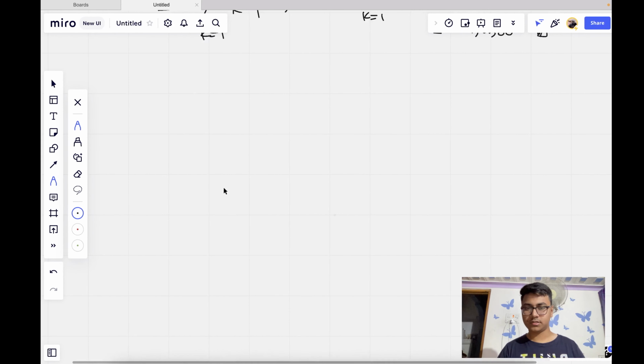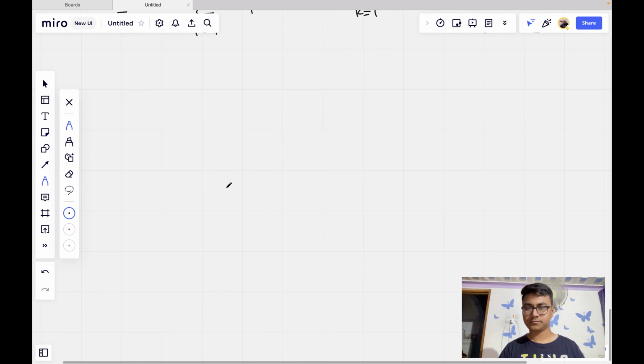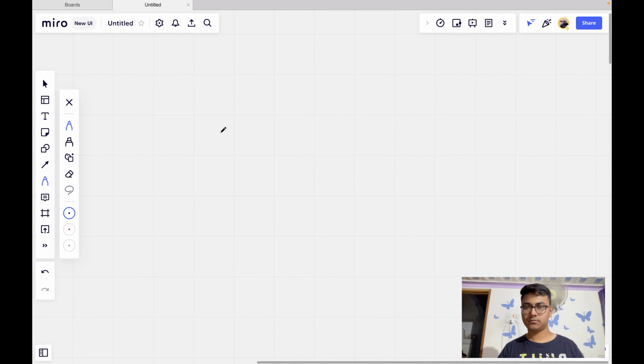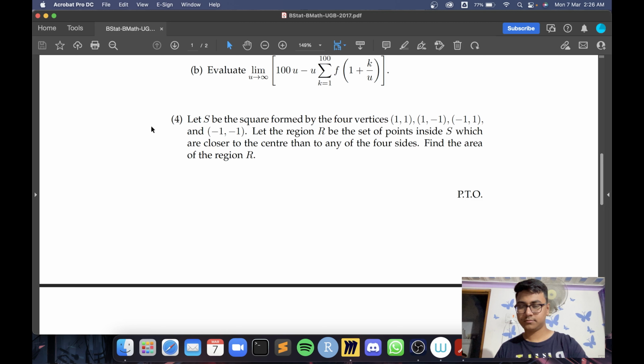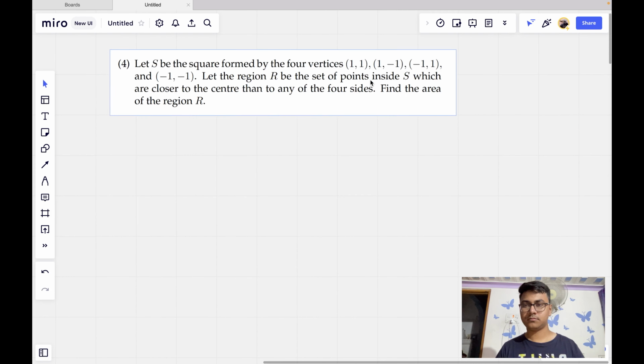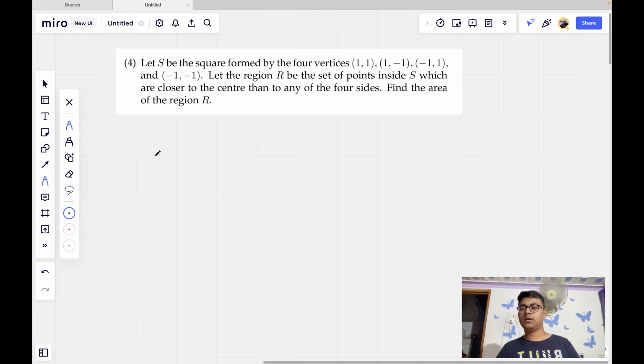Okay, fourth question. Do I have enough space here for the fourth question? Then we'll move to the top of the page. So this is the fourth question. It's a geometry, calculus, coordinate geometry involving question.